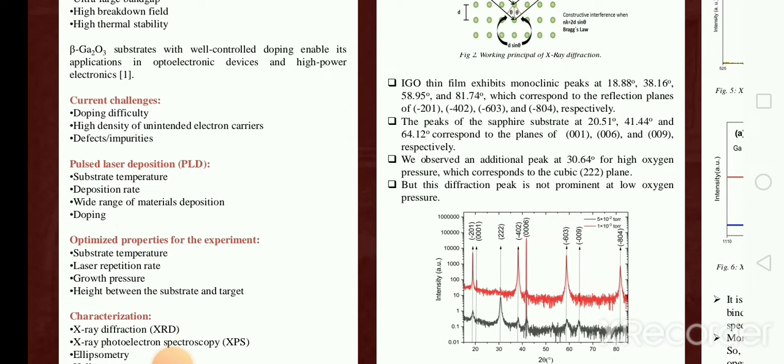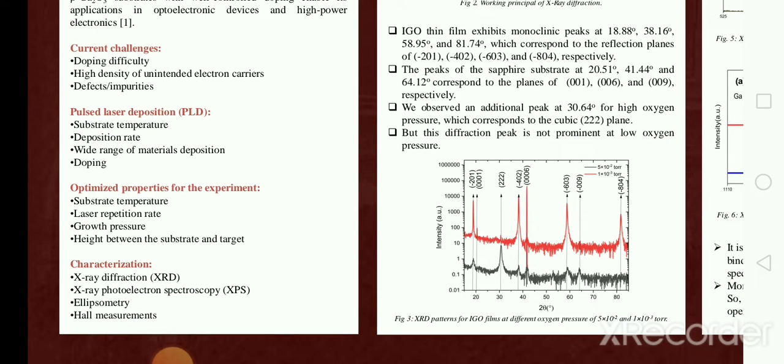We can tune the substrate temperature, laser repetition rate, growth pressure, and the height between substrate and target to find the optimized properties. We use X-ray diffraction, in short XRD, X-ray photoelectron spectroscopy, in short XPS, ellipsometry, and Hall measurements for our research.